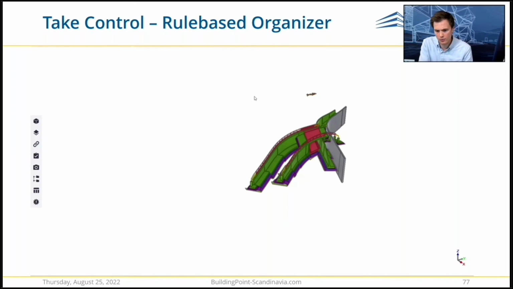The next example will be somewhat related to the other one. We will show how the rule-based organizer works, building on that scenario. I would like to take quantities out, for example, bending lists out of the model and send them to the manufacturer, but at the same time give those reinforcement bars a property that lets me know that, okay, these have been ordered.